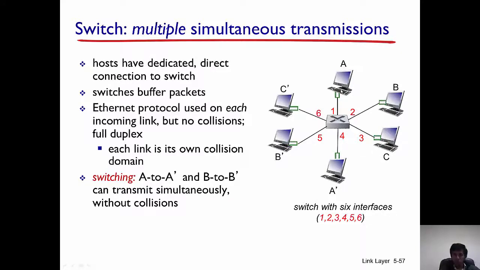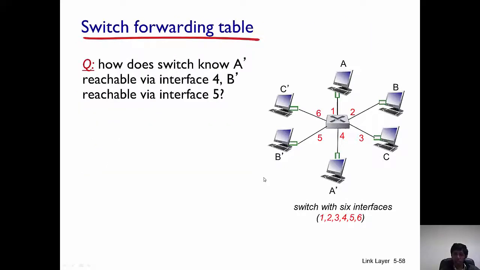What the switch can do is, because of its presence, it can allow multiple transmissions to take place simultaneously. That is, A and A prime can send the frames to each other at the same time as B and B prime without any collisions. So because of the presence of a switch, multiple simultaneous transmissions can take place at the same time without collisions.